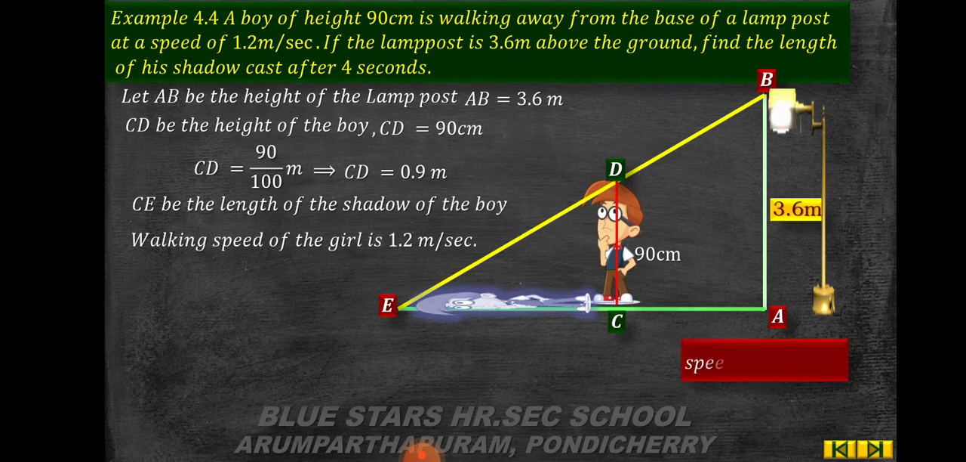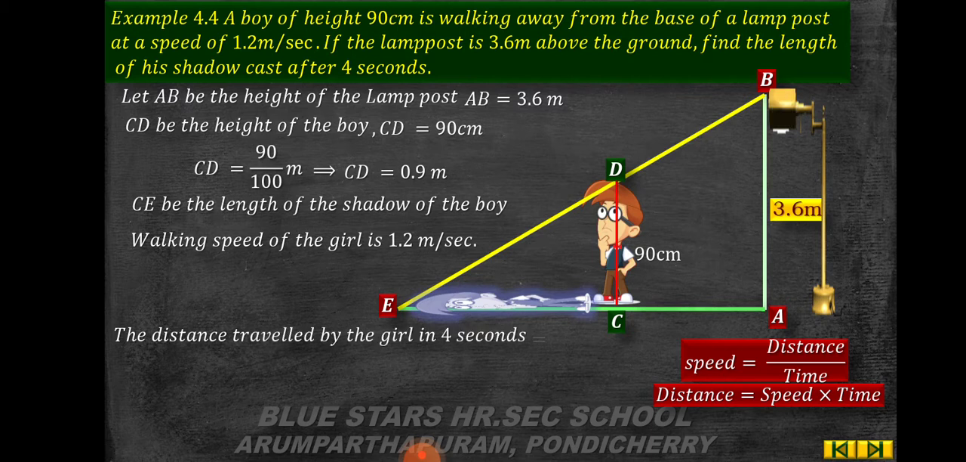The walking speed of the boy is 1.2 meters per second. Speed is equal to distance by time, so distance is equal to speed into time. The distance travelled by the boy in 4 seconds is equal to 4 into 1.2, which is equal to 4.8 meters.